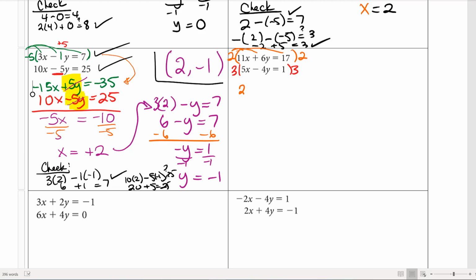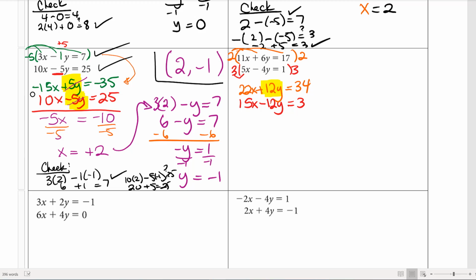So 2 times 11 is 22 in the orange. 2 times 6, that's positive 12y, that's what we wanted. And then 2 times 17 is 34. In red, we have 3 times 5, which is 15x. On my orange equation, I forgot my x. I should have written 22x here. Please forgive me. Okay, back to the red equation. 3 times negative 4 is negative 12y, which is what we wanted. Yay! And then 3 times 1 is 3.